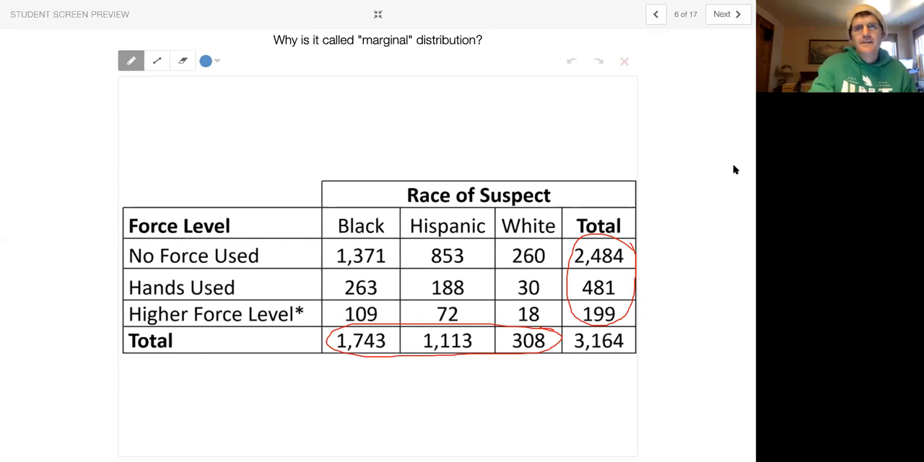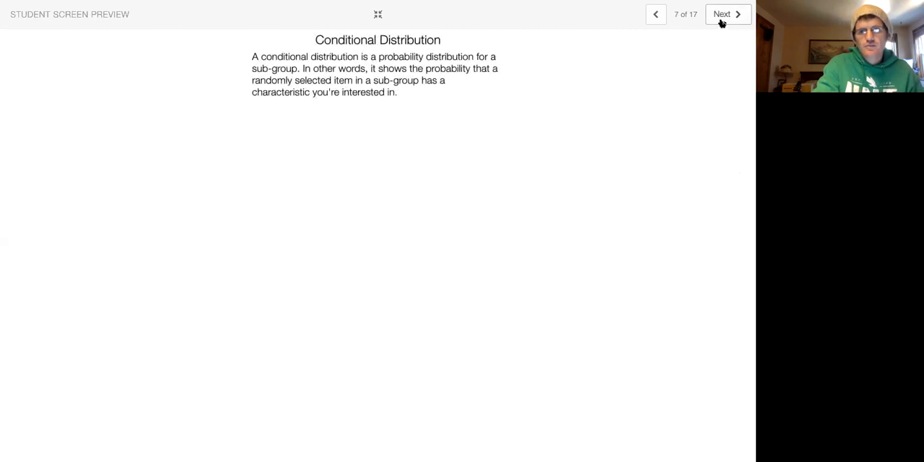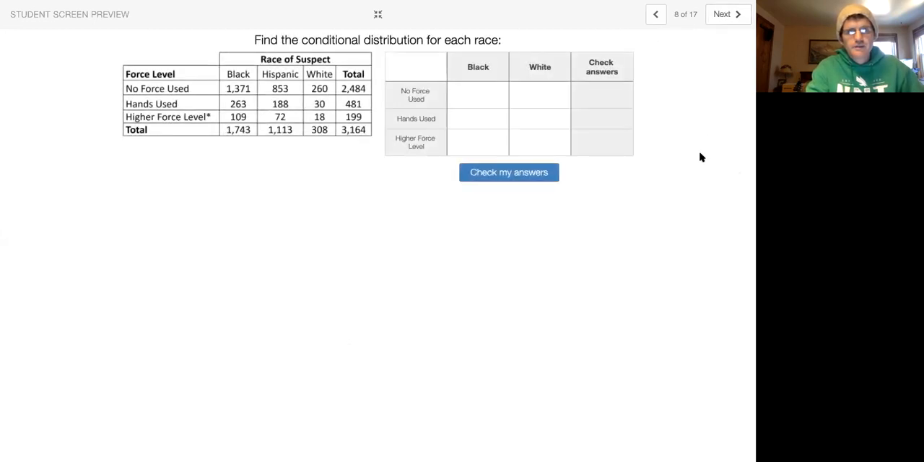So hopefully you can remember that. In the middle is where you get your conditional distributions. It's a probability distribution for a subgroup. So anyways, we can just jump into this. We're going to find the conditional distribution for each race. We're only looking at black and white, so we're not worried about this column for this particular calculation. So here's the way that we say this. On the condition that we're looking at a black suspect, what is the distribution of force level?